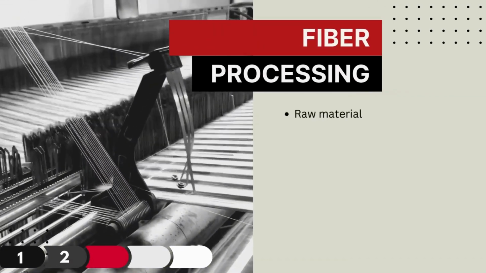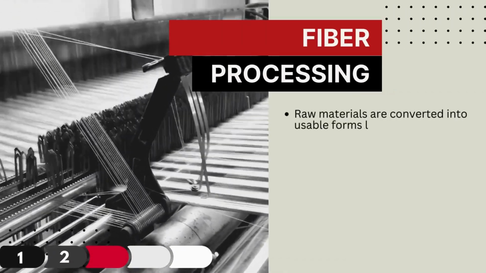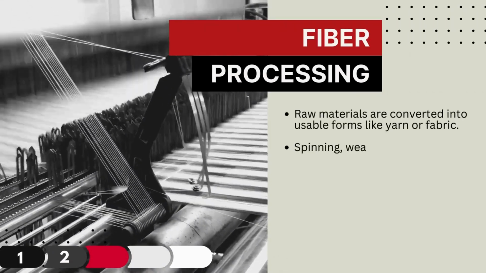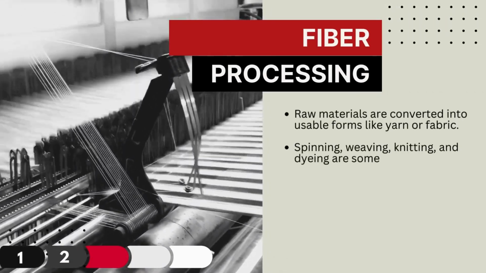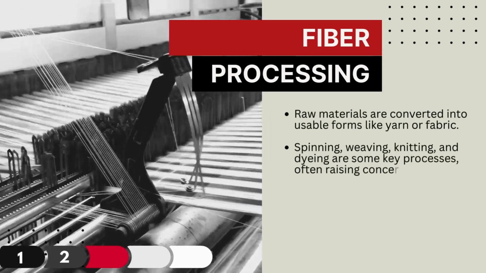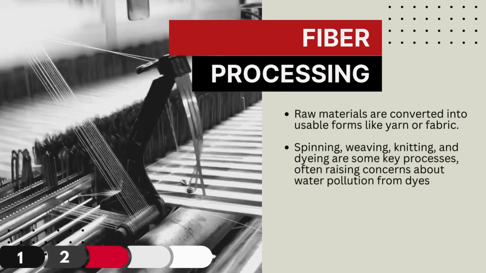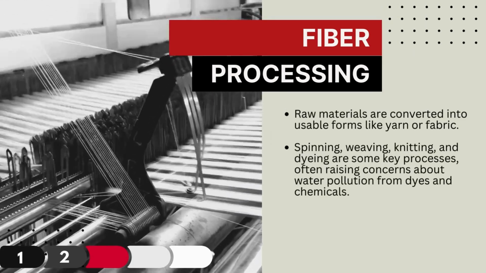Fiber processing. Raw materials are converted into usable forms like yarn or fabric. Spinning, weaving, knitting, and dyeing are some key processes, often raising concerns about water pollution from dyes and chemicals.